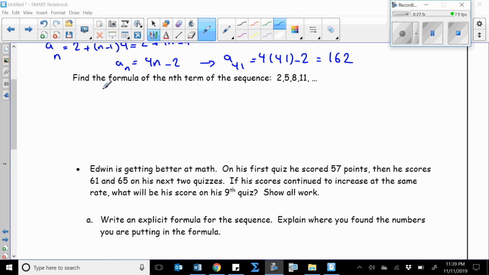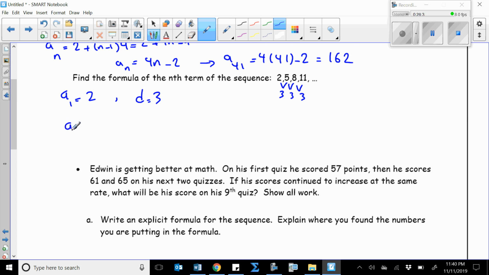Now let's find the formula of the nth term of this sequence. 2, 5, 8, 11, and so on. So we need the first term, which is given here as 2. Also, we need to find the common difference, d. So let's subtract each term from the previous one. 5 minus 2 is 3. 8 minus 5 is 3. 11 minus 8 is 3. So the common difference is 3.